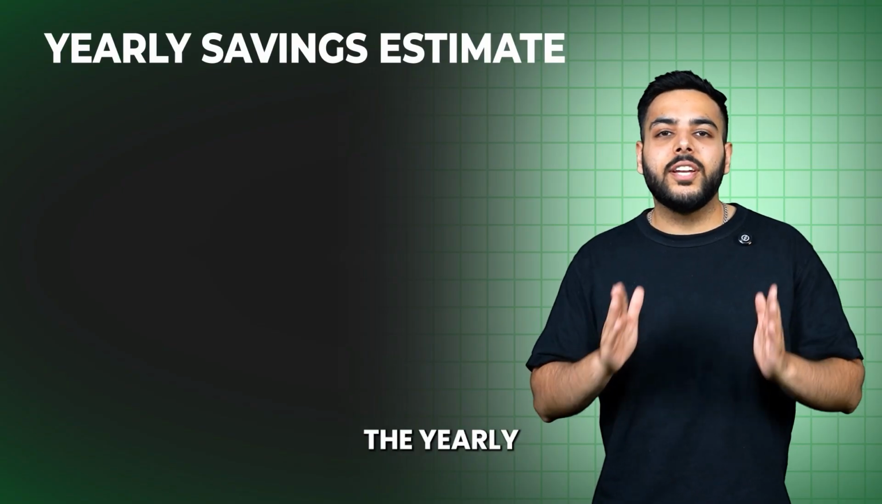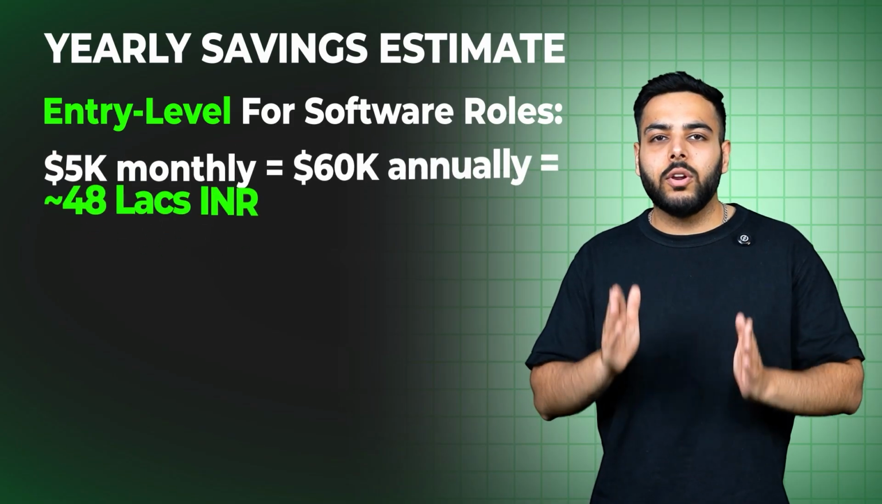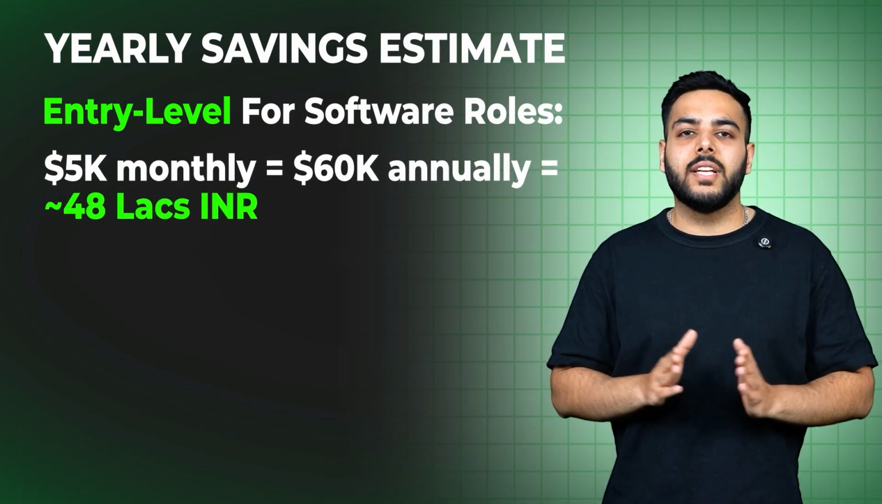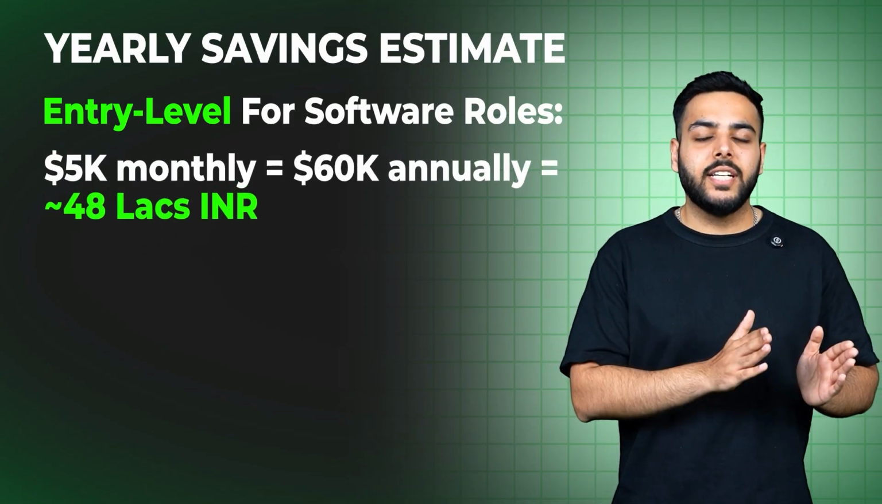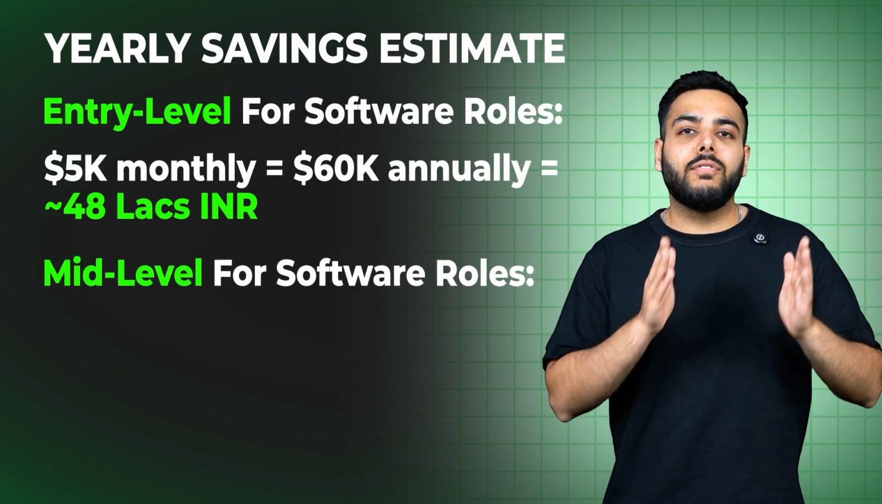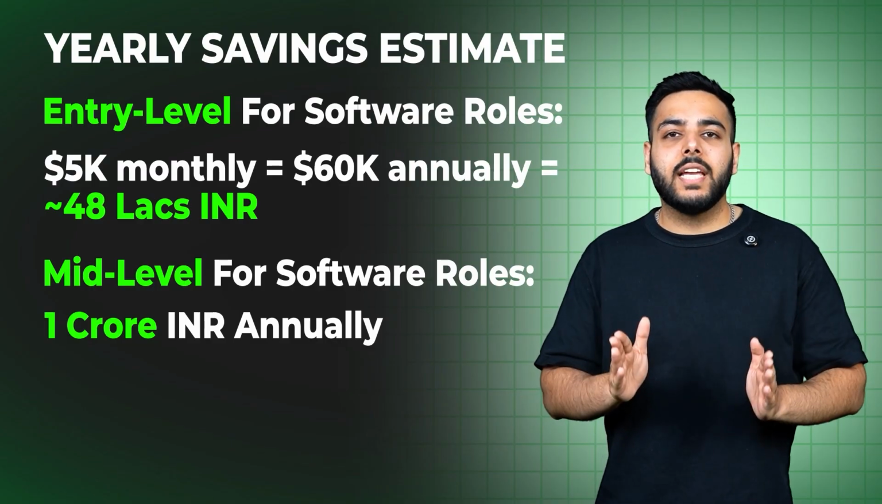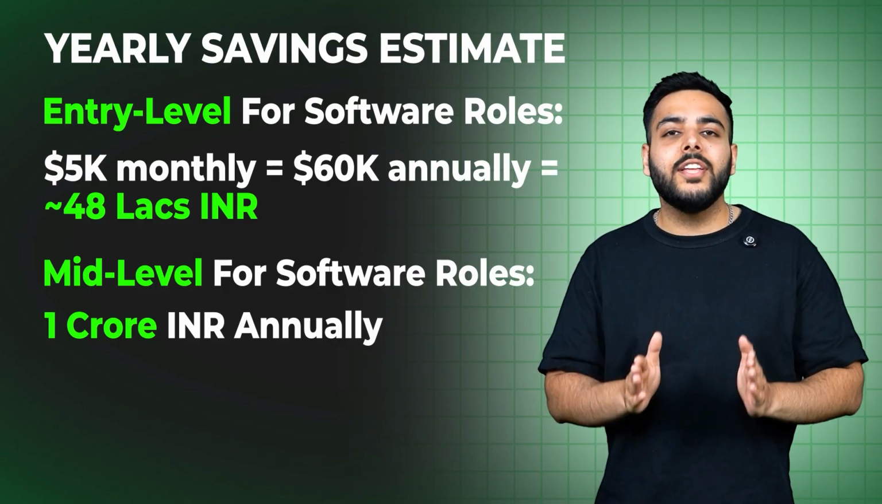So if I compute the yearly savings as an entry level for generalized cases, it is $5,000 monthly for software engineering roles. That is $60,000 yearly, and that is 48 lakhs in INR. And salaries for software engineers almost double for mid-level roles. So you are able to save up to $1 crore per year starting your 3rd year.